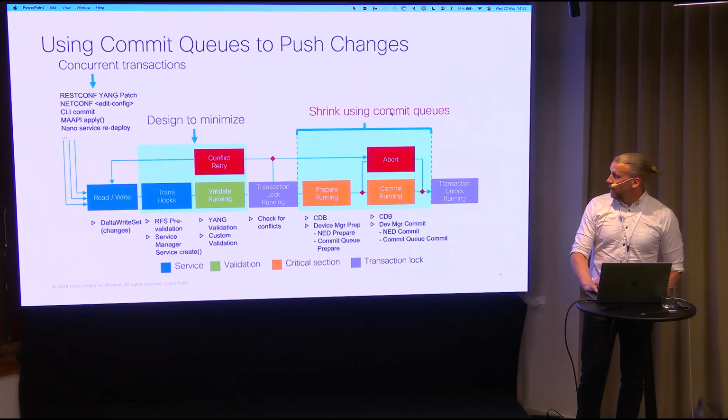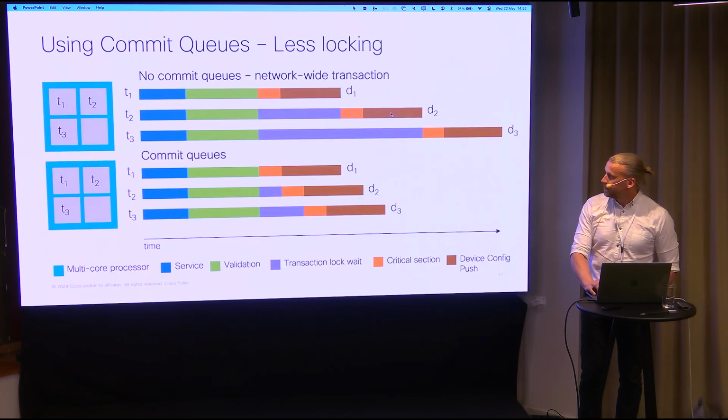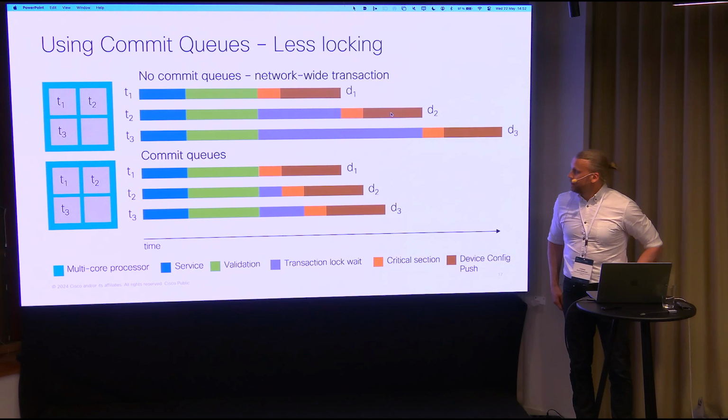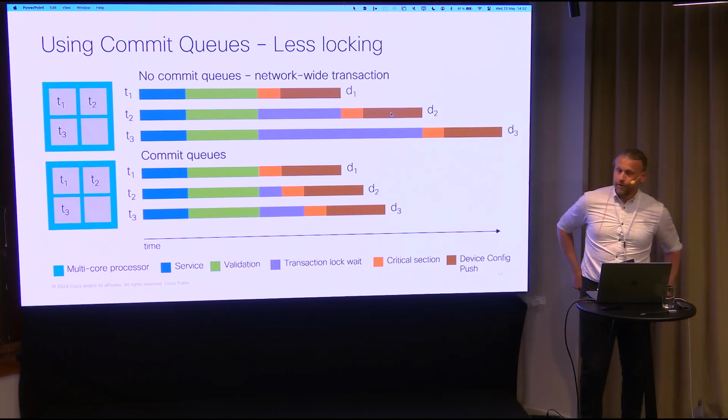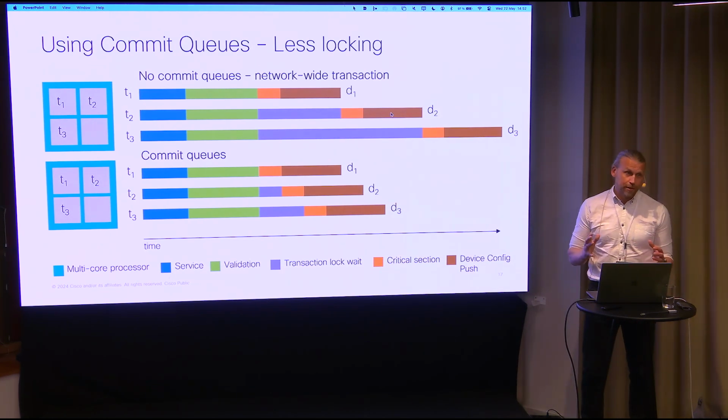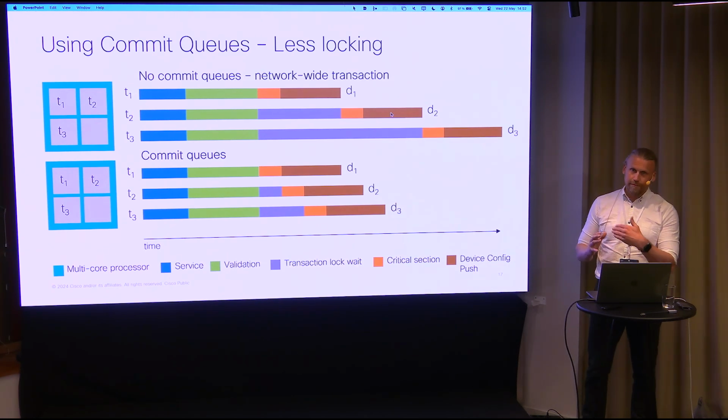Okay, so then using commit queues. Why do we want to do that? Well, if we use network-wide transactions, if we use several transactions. Okay, if we just have one transaction, and that goes to several devices, NSO will update the devices in parallel or concurrently when it's time to do so. If you update 3 devices and you are not using commit queues, but just one transaction.